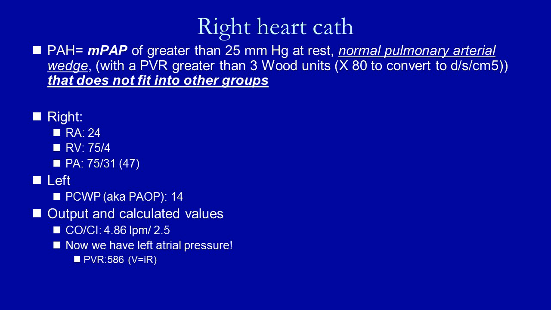So you see there that his mean pulmonary artery pressure is greater than 25, and his cardiac output was 4.86 liters, or an index of 2.5, and that gives him a pulmonary vascular resistance of 586, well above the 240 dynes necessary to make that diagnosis. And as we've worked through his case, we see that he does not fit into any of the other categories.